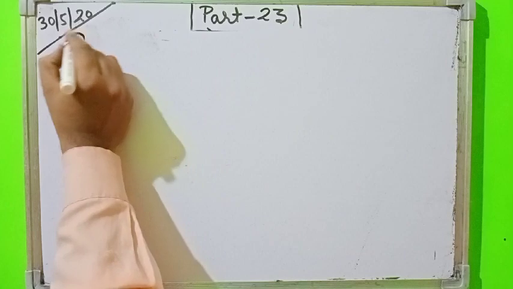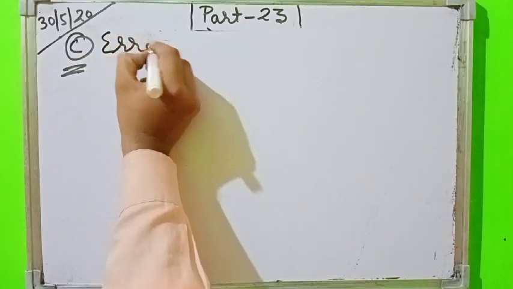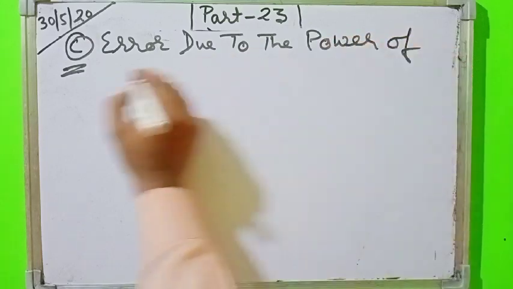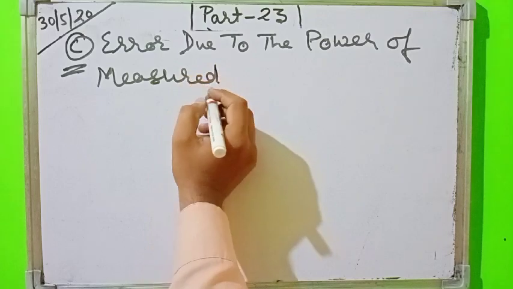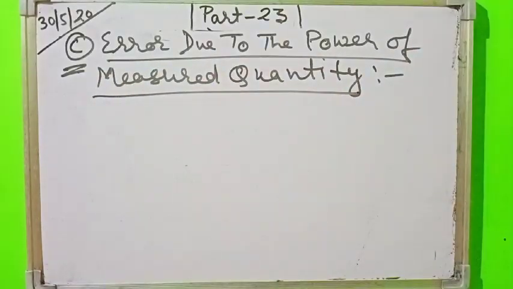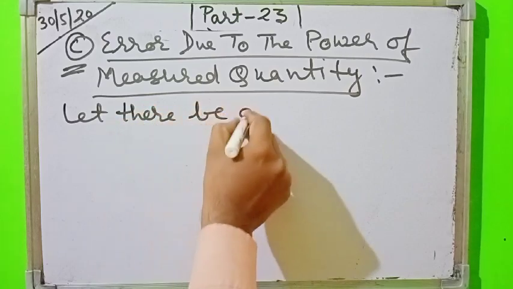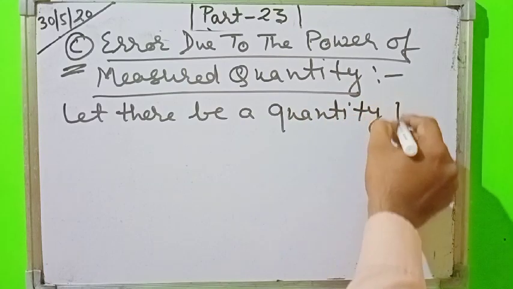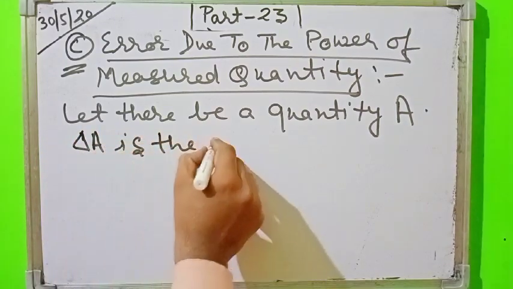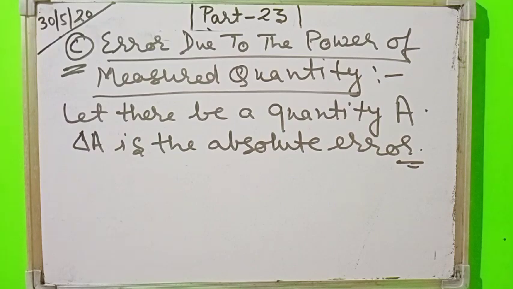Now the third case is error due to the power of measured quantity. Error due to the power of measured quantity. Let there be a quantity A. Delta A is the absolute error in the measured quantity.